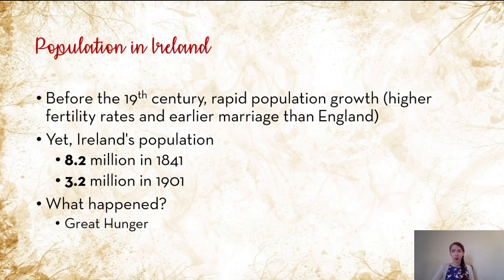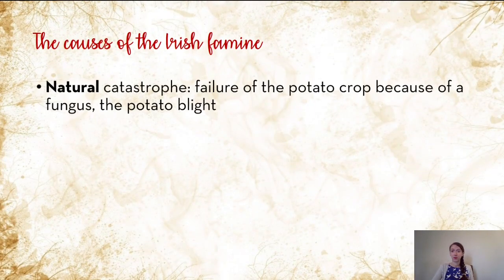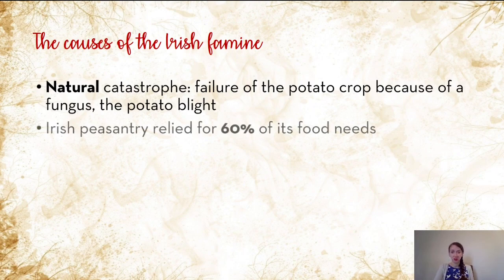This leads us to the question of the Great Famine, or the Great Hunger. The Great Famine started in 1845. And it started as a natural catastrophe with the failure of the potato crop, the potato cultivation, because of the potato blight, a fungus that affected potatoes and turned them into something really gooey, something really black and disgusting and inedible.